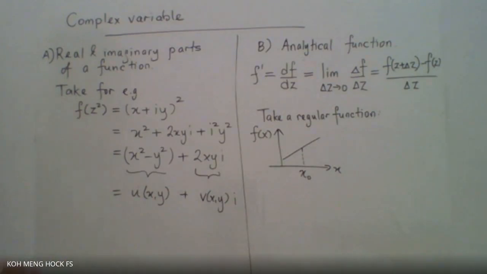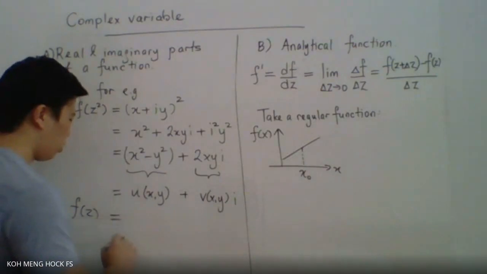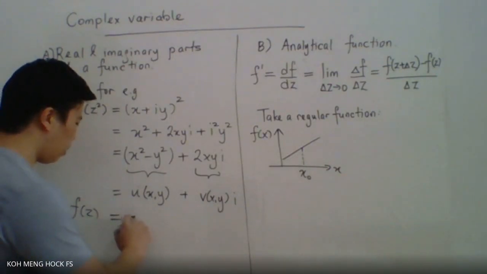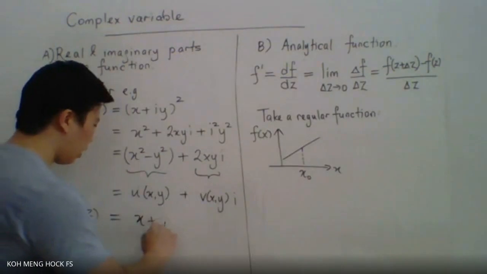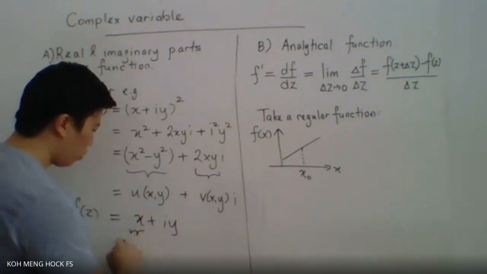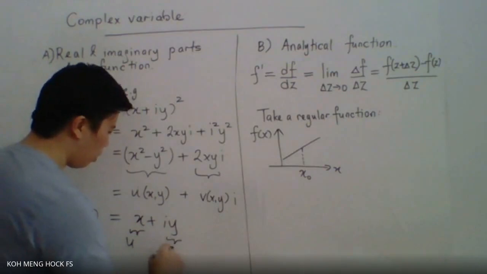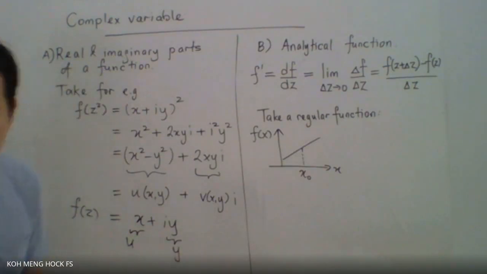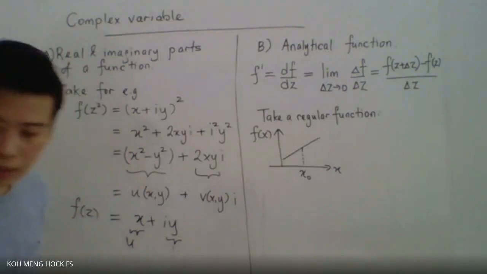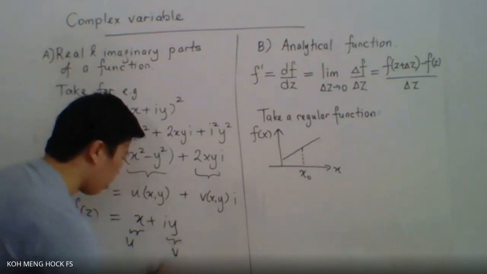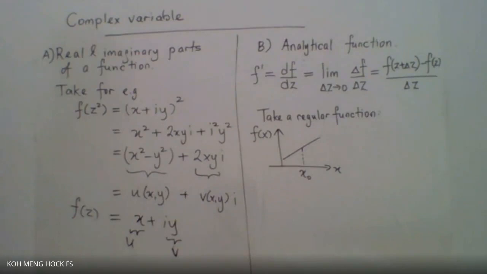So the starting point of complex variable is to write a function in terms of u and v. Let's say we take, for example, a function of the complex number z alone. So this is going to be x plus iy, where x is your u, and y is your v. Then we will look at more complex examples after this.